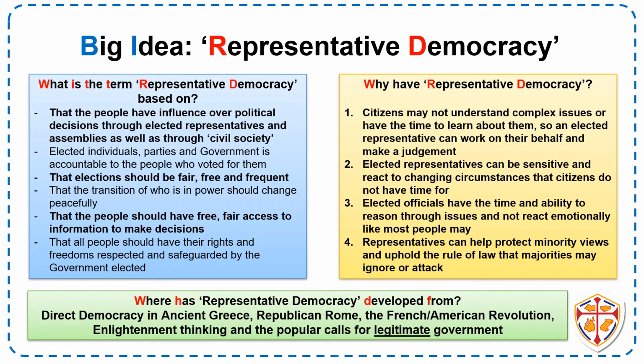So now we know what representative democracy is. What is it based on? By which we mean, what are its characteristics? Firstly, we hold that citizens have influence and indeed power over the people they elect to represent them. Secondly, we believe that it works best where elections are free, fair and frequent, and where those in power give up their roles when they lose elections in a peaceful way. And finally, that the representative government in power should protect and guarantee the rights and freedoms of all citizens in society, whoever they have voted for, if anyone.